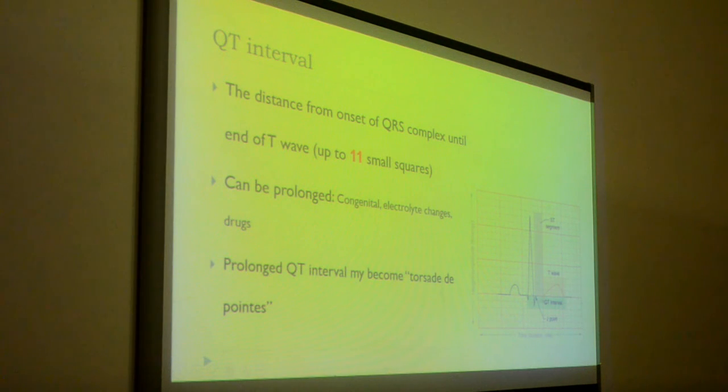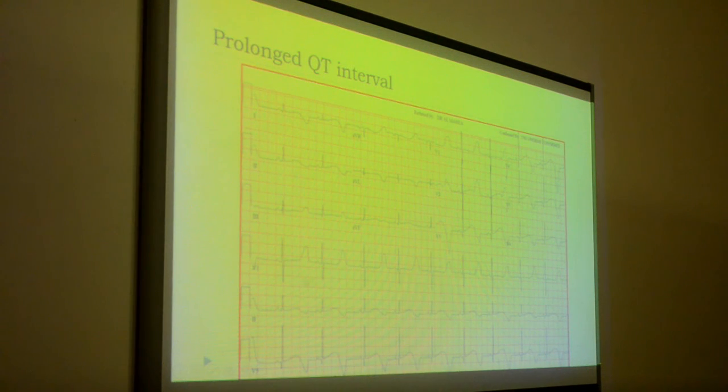You have the QT interval, which is from the end of the QRS complex till the beginning of the T wave, up to 11 small squares. It can be prolonged, which could be a result of congenital disease, electrolyte changes, or drugs. We worry about prolonged QT interval because it can cause torsade de pointes. And this is a prolonged QT interval. Look at this: one large square, two large squares, three large squares. This is 15 small squares. We said the maximum is 10 to 11. This is 15. This is clearly a prolonged QT.